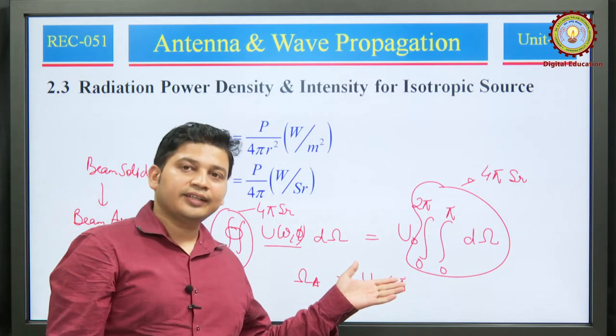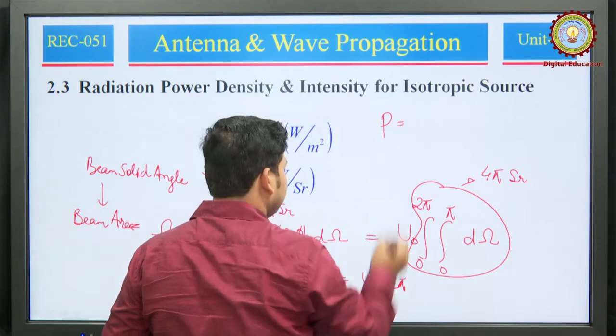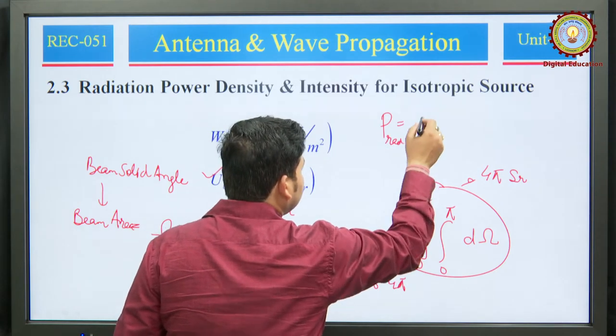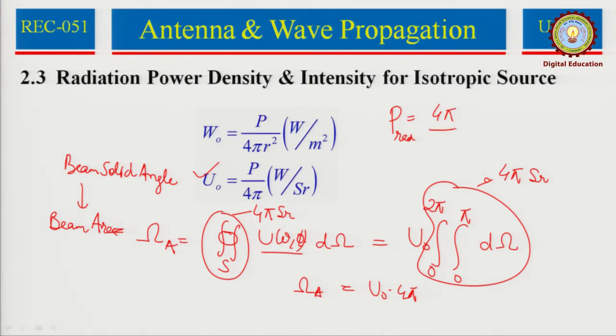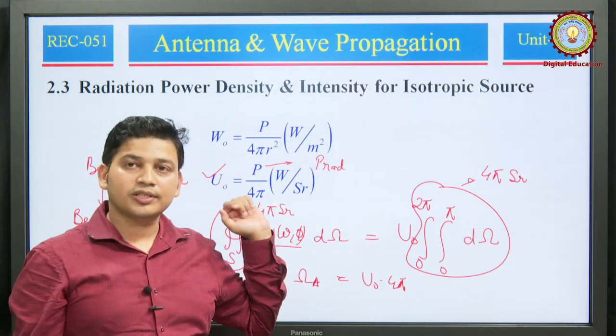Power density or intensity is what we are discussing, per unit solid angle. The power is nothing but this value, that is how much we have available. P radiation is nothing but 4 pi U naught, given by this equation written over here. U naught into 4 pi is nothing but power, and this power can also be represented as P radiation because it is radiating power. So P or P radiation is the same. For instance, we are using radiated power, so P radiation or power, both are the same.